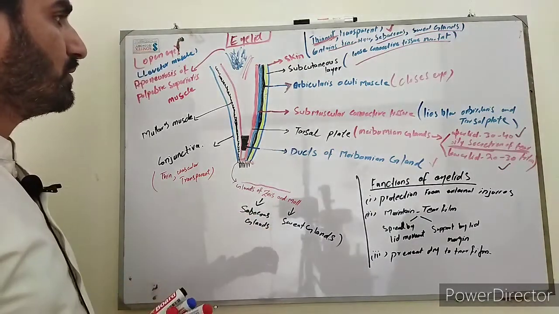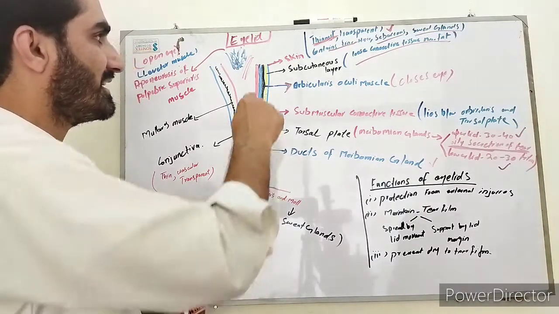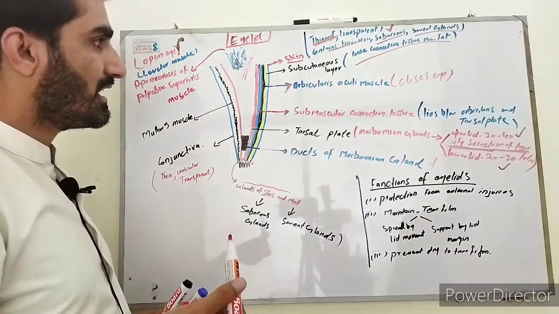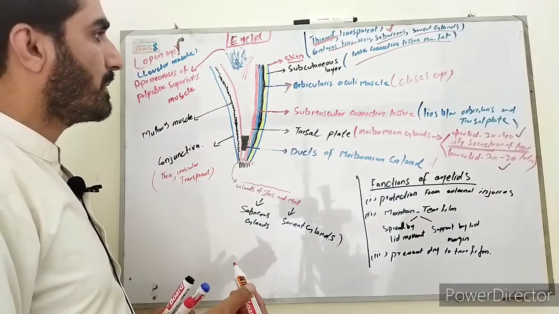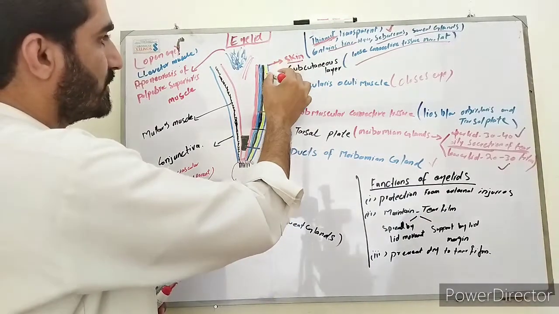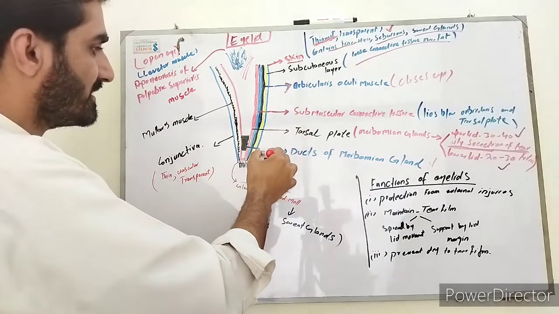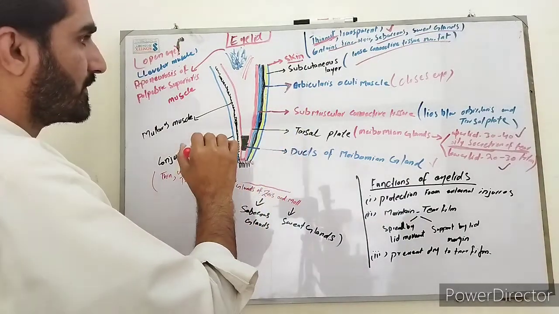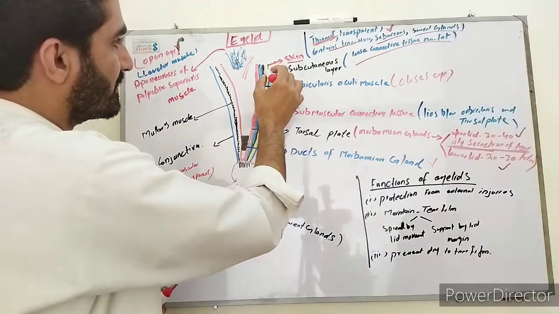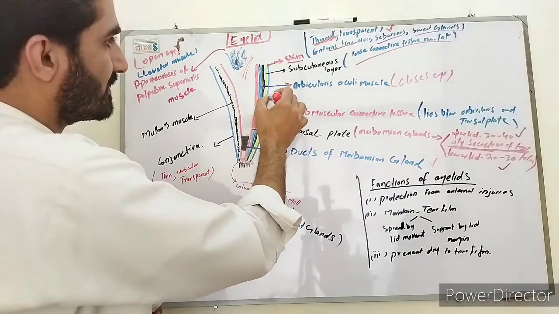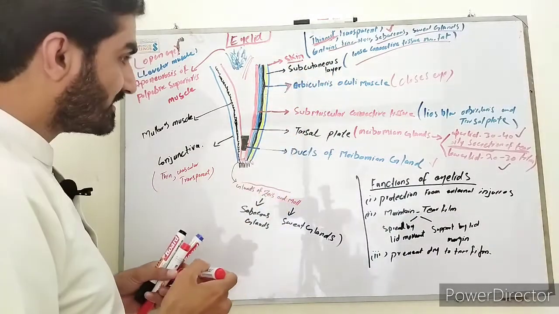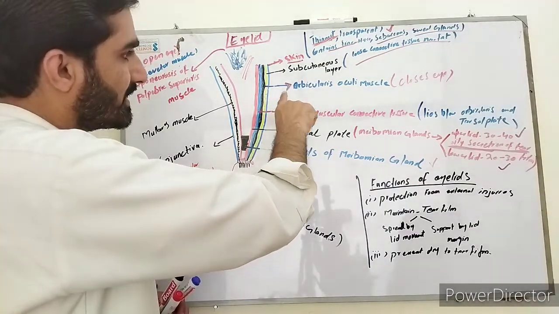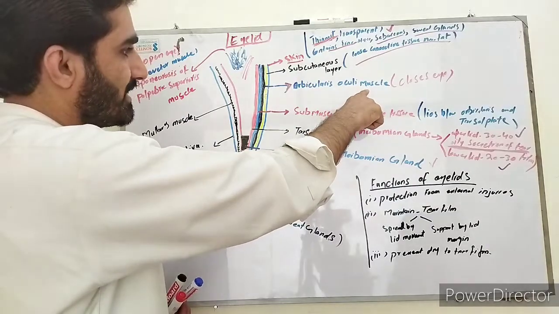The outermost layer of the eyelid is the skin. You can see this blue color layer, the outermost layer. This is the skin. The second layer, in yellow color, is the subcutaneous layer. The third layer, which is in black color in the diagram, is the orbicularis oculi muscle.